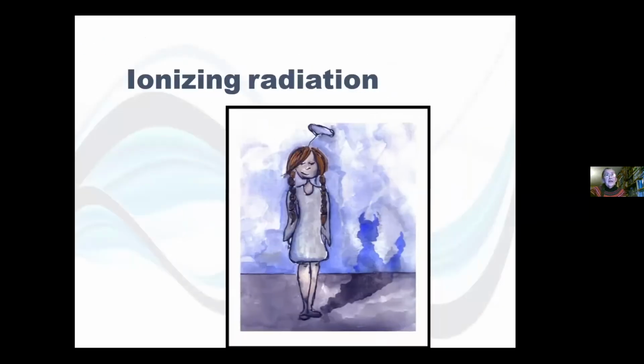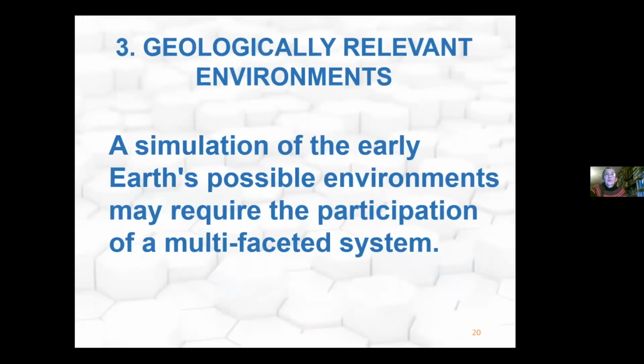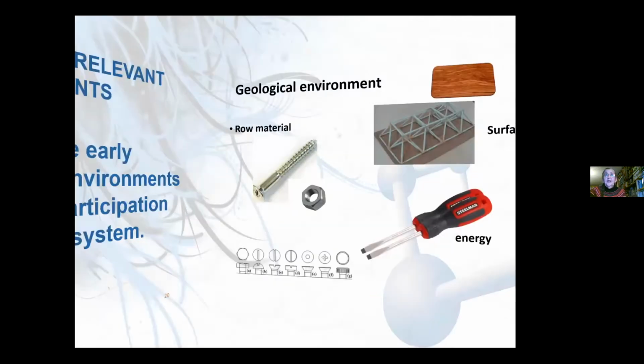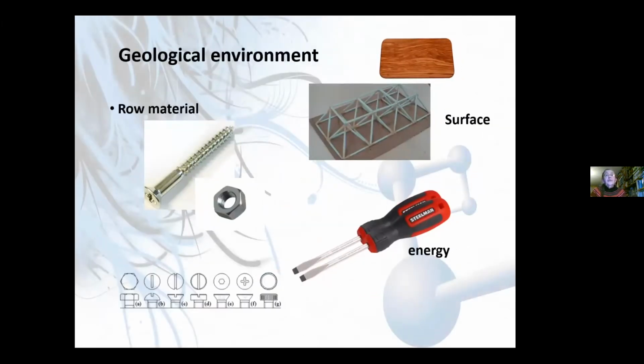Ionizing radiation and also other sources have a dual performance. They can be an angel because they help the synthesis of organic compounds, but also a devil because they can destroy if the interaction is for a long time. So we need to also take into account geological environments, because a simulation of the early Earth's possible environments may require the participation of a multi-phase system. So we need to have raw material, a surface, and a tool that is generous.